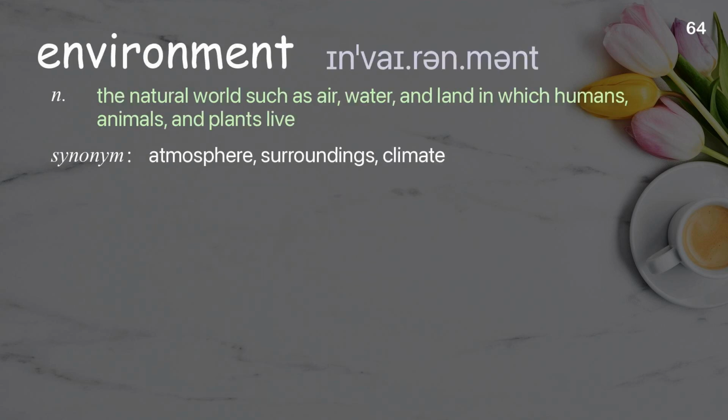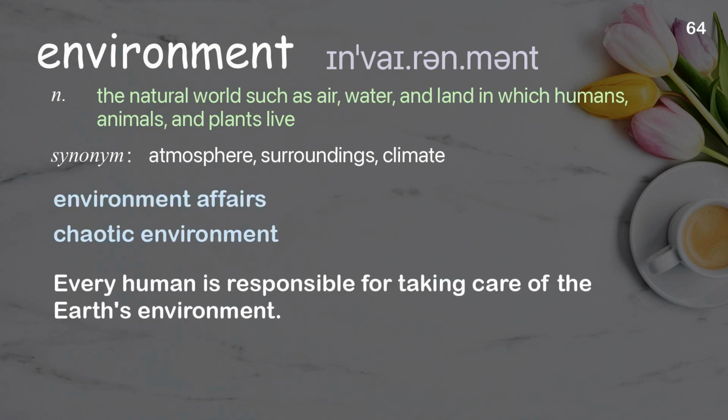Environment. The natural world such as air, water, and land in which humans, animals, and plants live. Examples: environment affairs, chaotic environment. Every human is responsible for taking care of the Earth's environment.